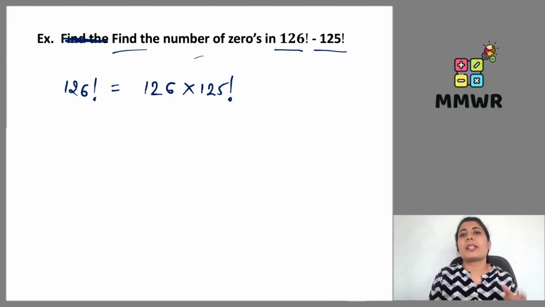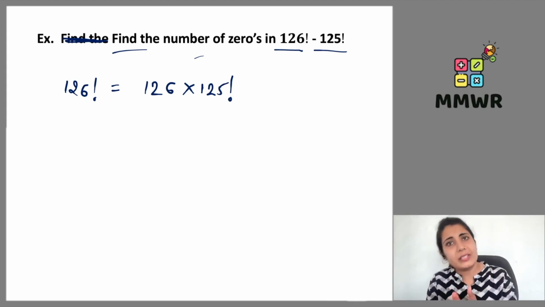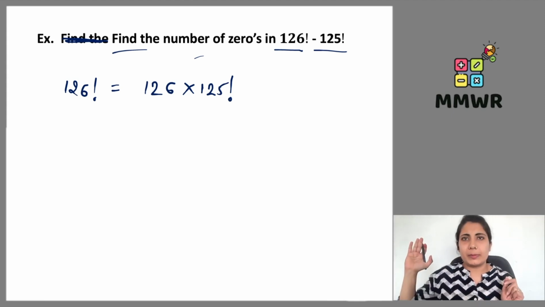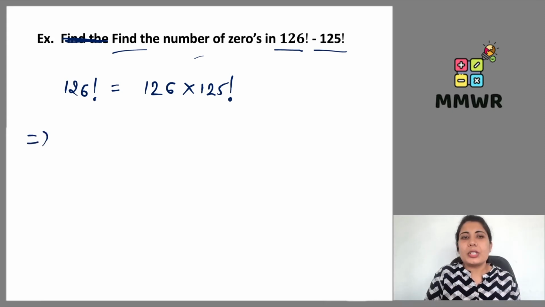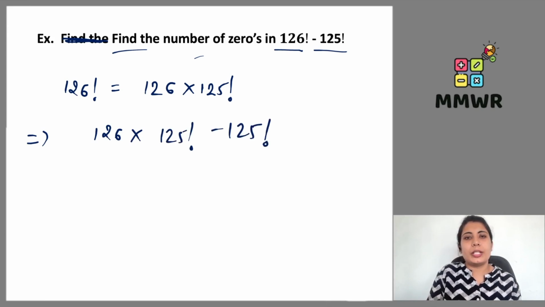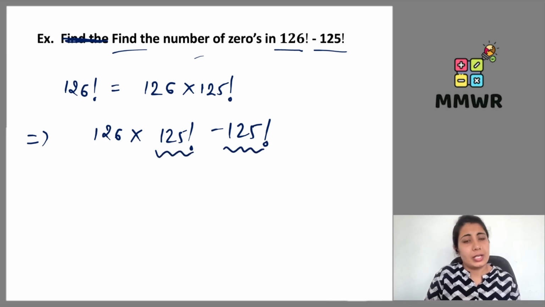126 factorial can be written as 126 multiply 125, and so on, multiplying down to 1. So I have written everything except 126 in factorial form. So the question is now 126 multiplied by 125 factorial minus 125 factorial. Here also we have 125 factorial, here also we have 125 factorial. Let's take this common.